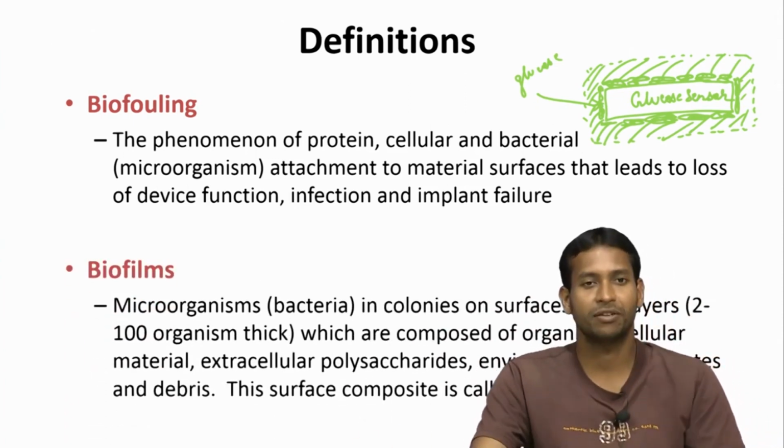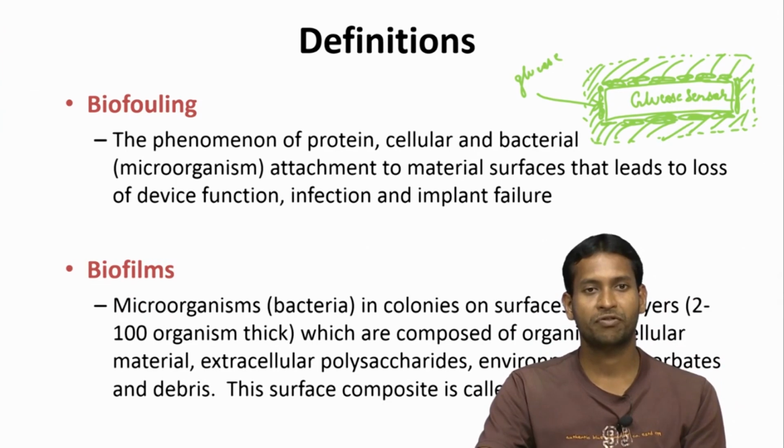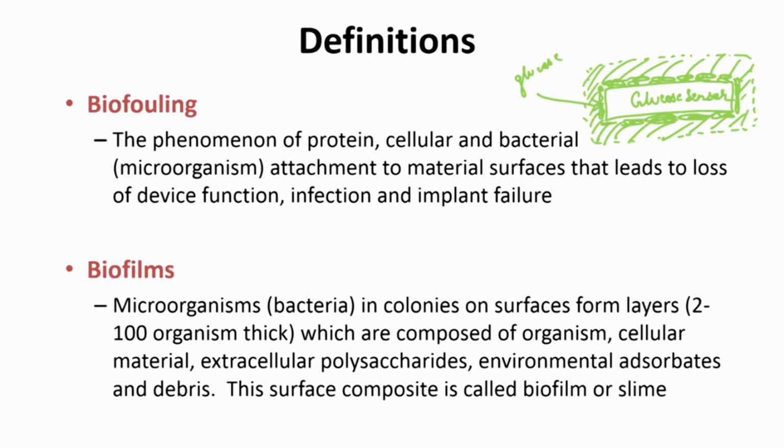Another term that is very widely used is biofilms. Biofilms are one type of material that fouls the implant that you are putting in. So, what are biofilms? Biofilms are nothing but colonies of microorganisms, typically bacteria, that are formed on surfaces. This could be several microns thick, anywhere between 2 to 100 organisms thick or even larger for that matter, and it is composed of the live microorganisms as well as other material that they secrete, and essentially forms a thick slimy layer over it.